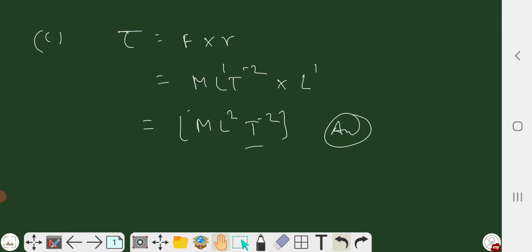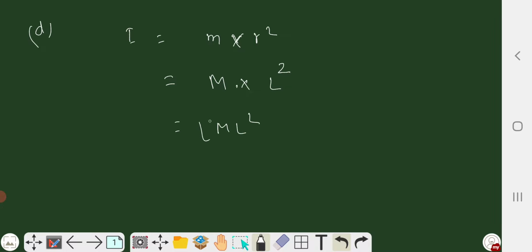Okay, now D part, moment of inertia. We know that the formula for moment of inertia is mr squared, where m is the mass and r is the distance. So now I will be writing M for mass, and for distance L, so the square of L is L squared. So it will look like ML^2, and that will be the answer. That will be the dimensional formula for moment of inertia.